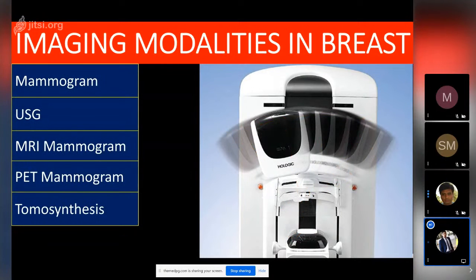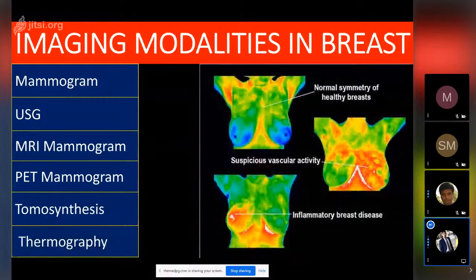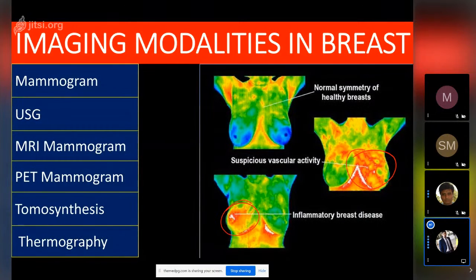Okay, multiple slice image. So that is tomosynthesis. That is nothing but a mammography in which we have multiple directional projections. Okay, then we have thermography. It uses the heat energy which is present in the breast tissue, and this is the newest modality. So these are the modalities that are used in the breast.